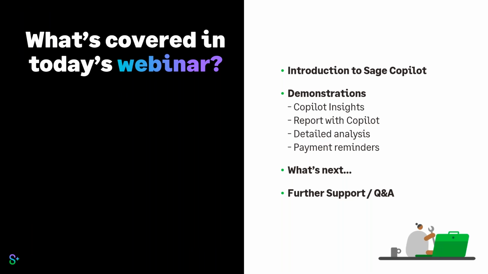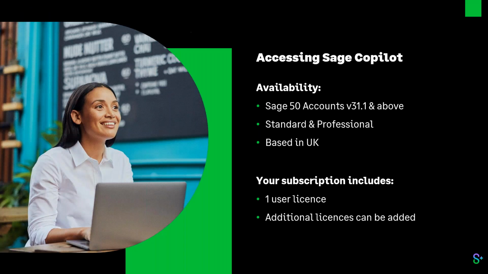If I don't get a chance during the session, we'll try and pick them up at the end. Right, so let's start with, first of all, Copilot and who it's available to. Copilot was first introduced in version 31.1. So if you're on version 31.1 or above, then potentially Copilot will be available to you. You can check that within your software. If you're not sure about your version, you just go to Help and About, top left corner, and it will tell you your full version number. So if it begins 31.1 or it's a higher number, then you should potentially have that available to you.